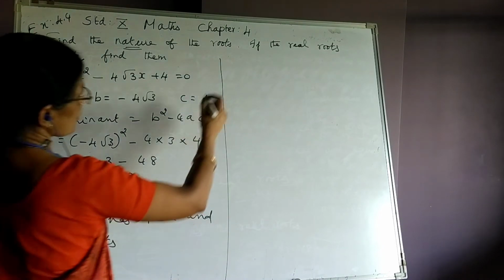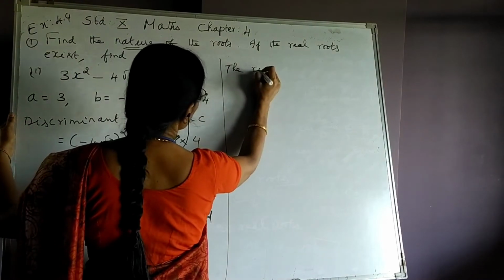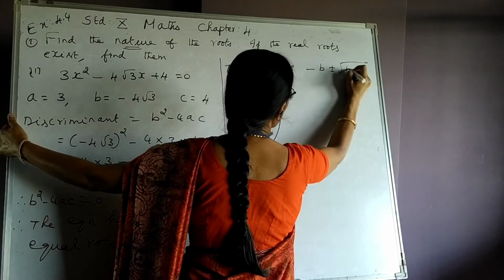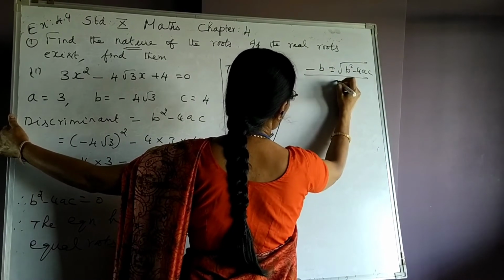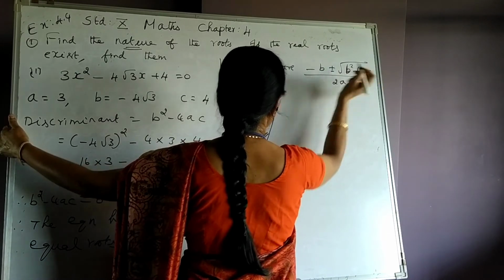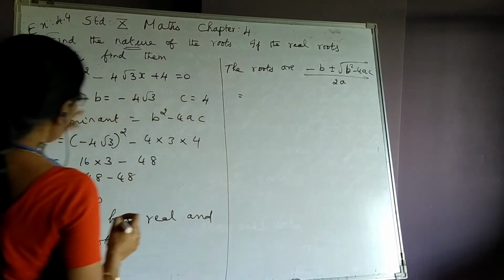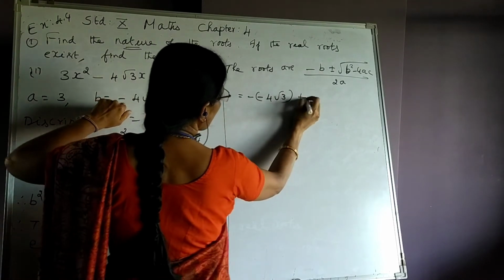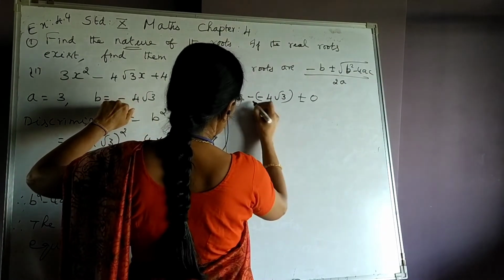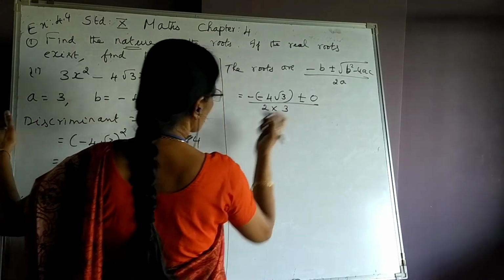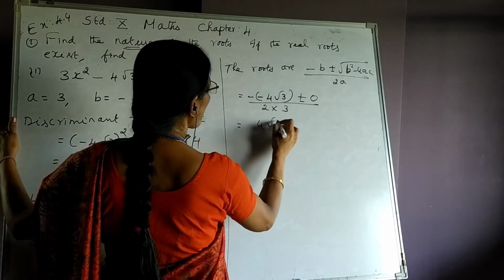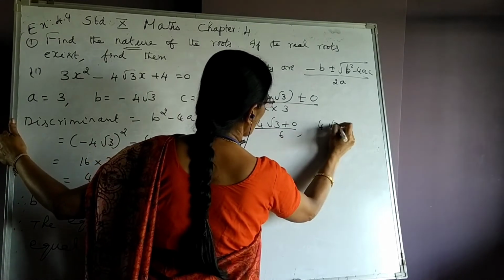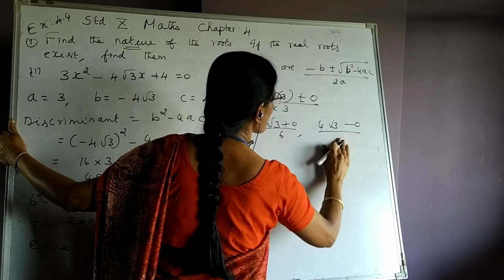We know the roots of a quadratic equation. We have studied that the roots are minus b plus or minus root of b square minus 4ac, upon 2a. We already discussed this formula. The value of b is minus of minus 4 root 3. The square root part is 0, therefore 0 upon 2a, and a is equal to 3. So we get 4 root 3 plus 0 upon 6, and 4 root 3 minus 0 upon 6.